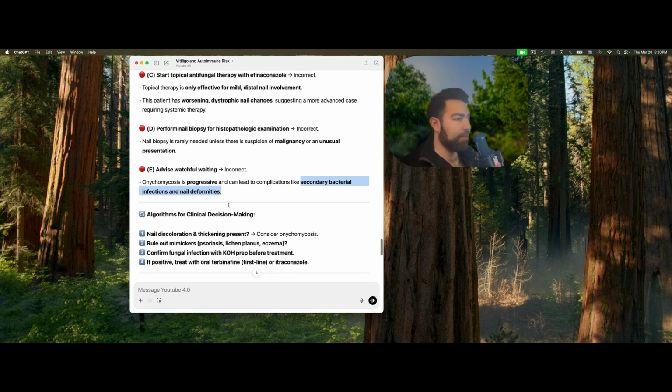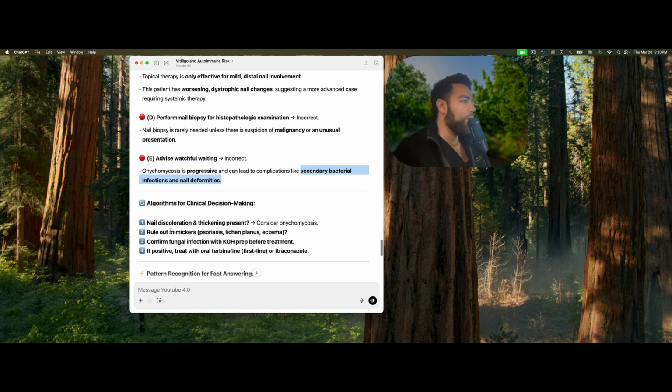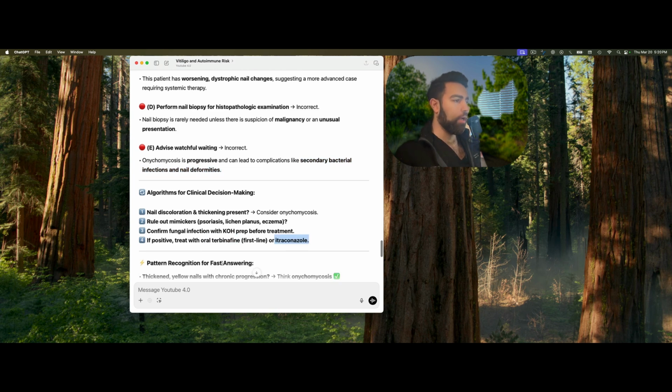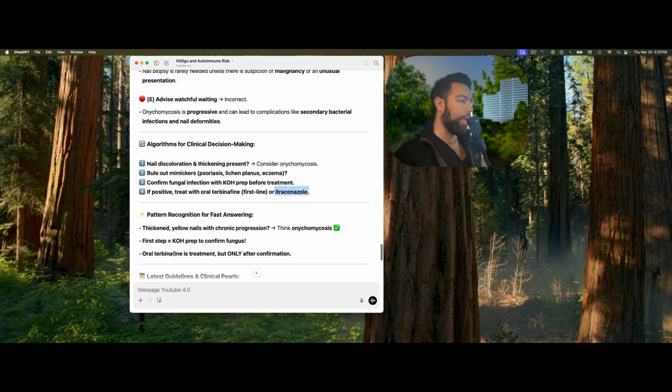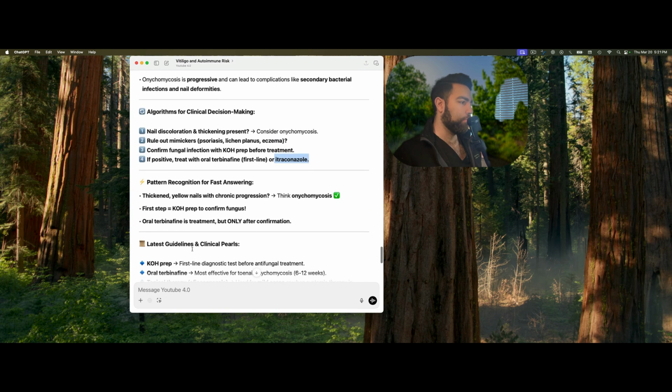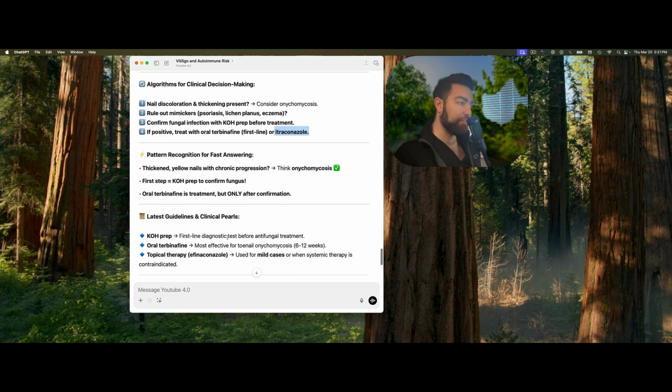Okay, so the algorithm here for clinical decision making: you see someone with nail discoloration and thickening. Consider as one of your top differentials this being an onychomycosis. Rule out the mimickers. Do you think this is eczema, psoriasis, or lichen planus? Are there any qualities that may point you in that direction? Confirm that it is a fungal. You can get a KOH prep, and if it's positive, then you can consider the oral terbinafine or itraconazole. But the first one is oral terbinafine, and just remember, we don't just give it, you need to confirm it.